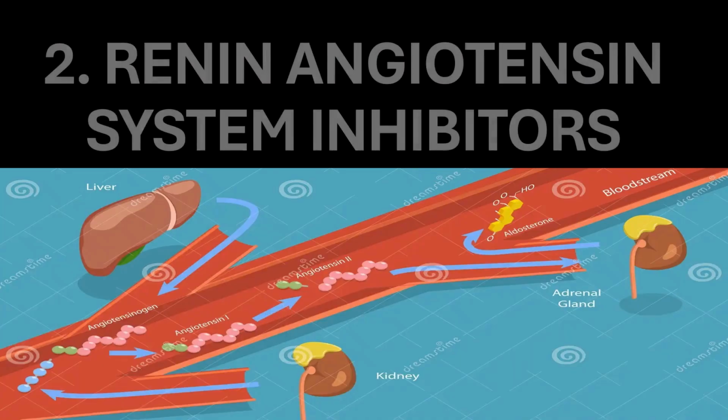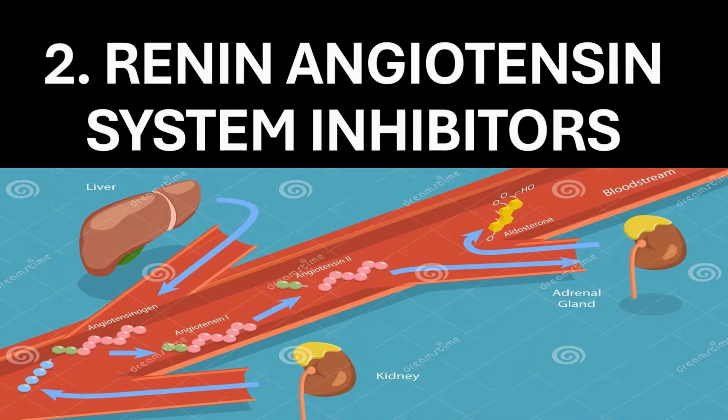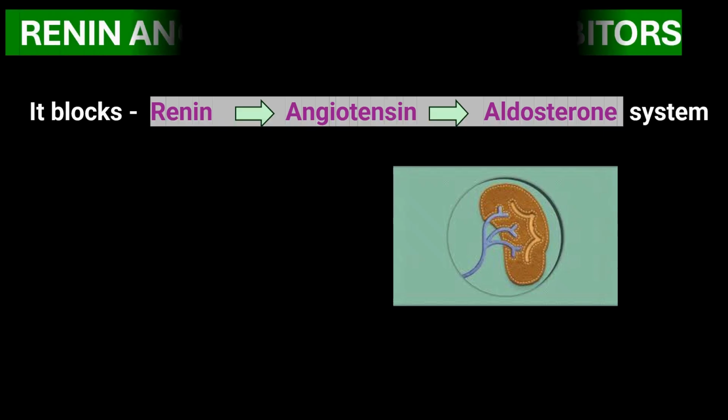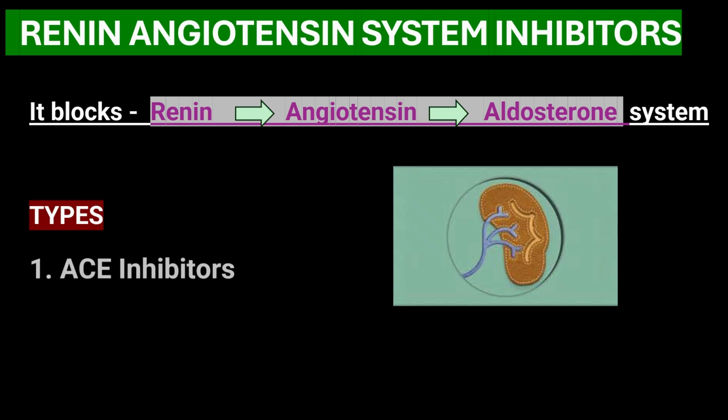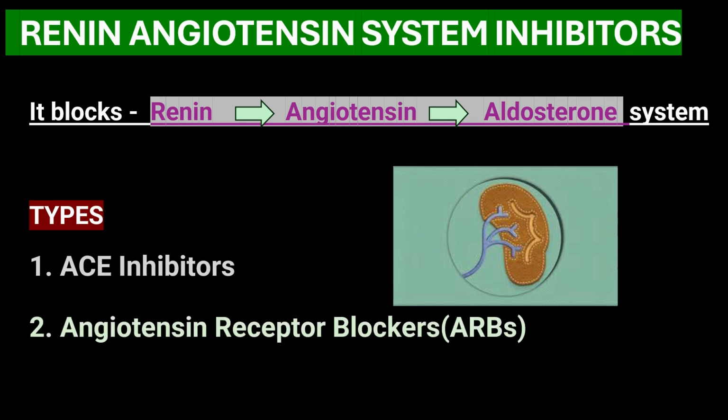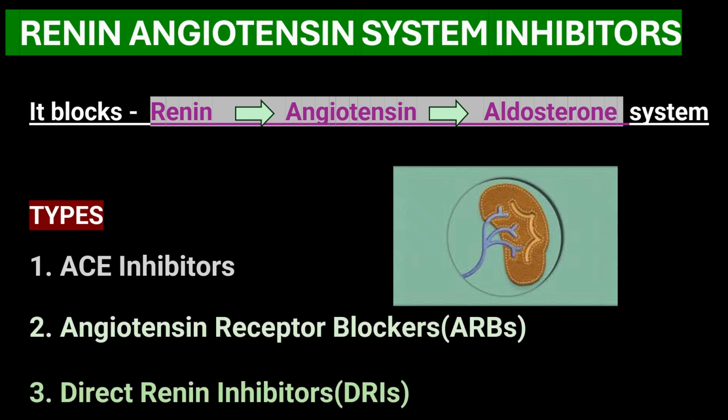Second one is renin-angiotensin system inhibitors. This blocks the renin-angiotensin-aldosterone system. The types are ACE inhibitors, angiotensin receptor blockers or ARBs, and direct renin inhibitors, DRIs.